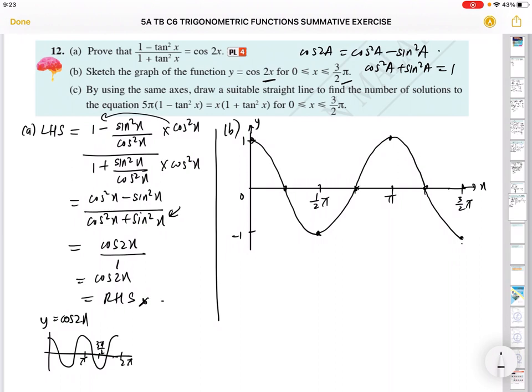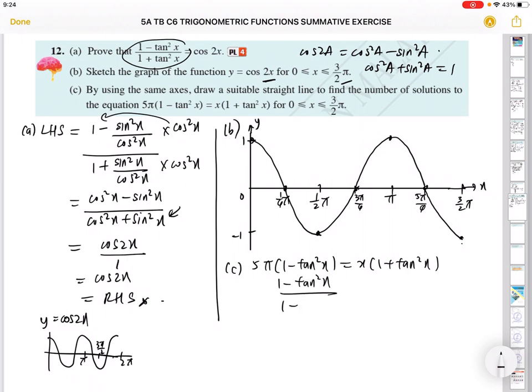Okay, next, they say by using the same axis, draw a suitable straight line to find the number of solutions to this equation. Now, immediately I can see I need to use the result from the first part. This is 5 pi, 1 minus tangent square x equals x times 1 plus tangent square x. Just take note, look at this, 1 minus tangent, 1 plus tangent. So I'm going to bring this down, and I'm going to bring the 5 pi over. So this is the same as my left hand side, which is the same as my right hand side. This is my left, my right is cos 2x, from here.